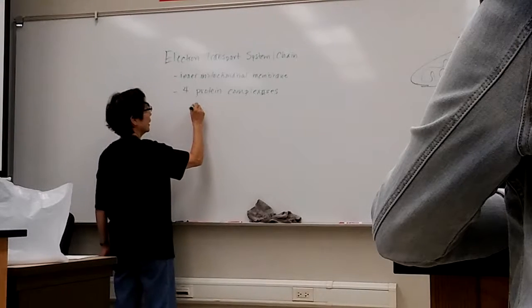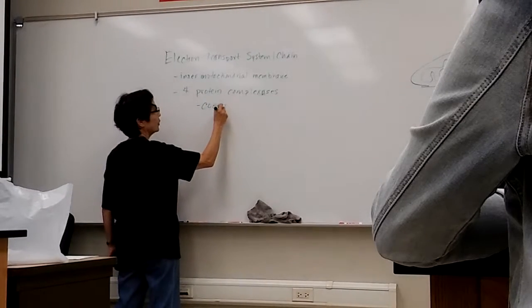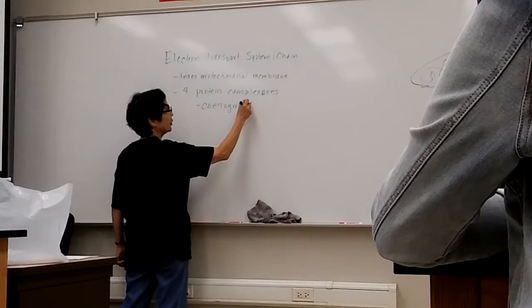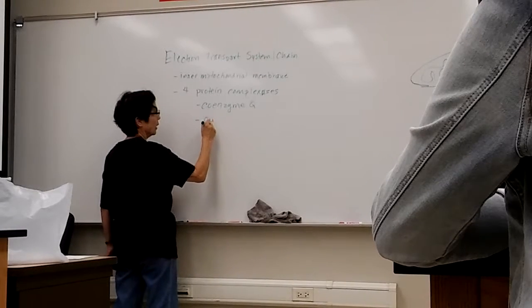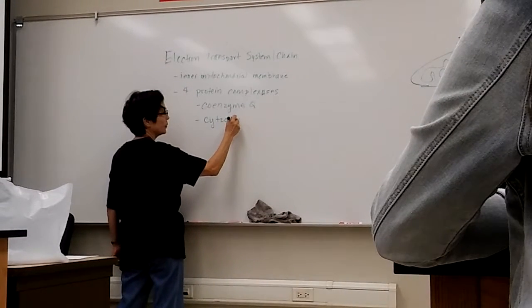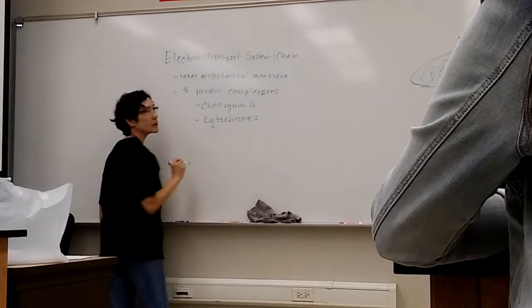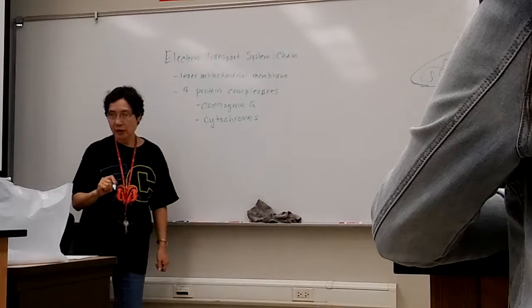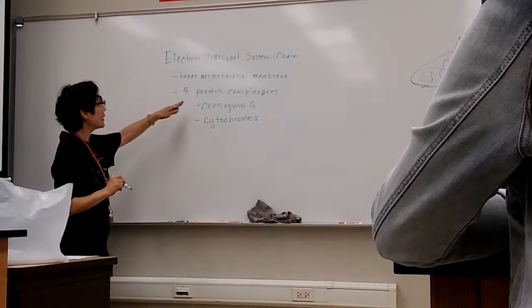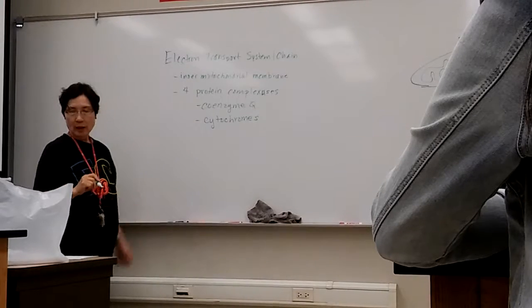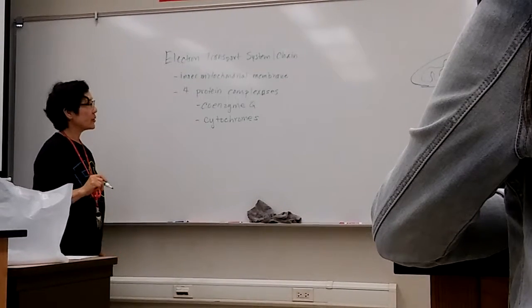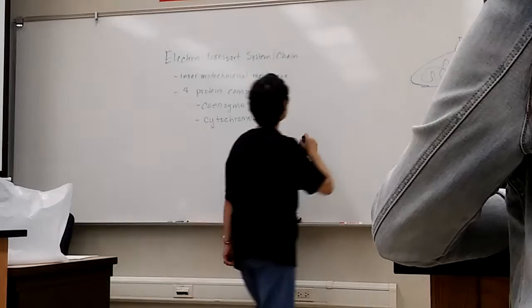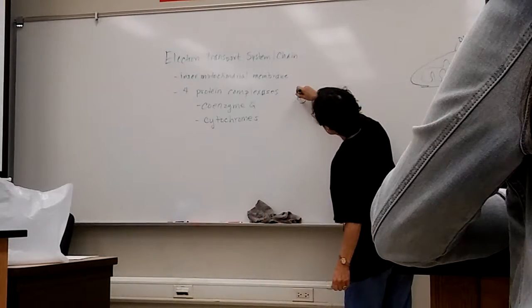Okay, so a lot of coenzymes like coenzyme Q, a number of cytochromes. These are examples of the protein molecules that are there. They make it so they're organized. So these are protein complexes. They're organized in a staircase fashion.